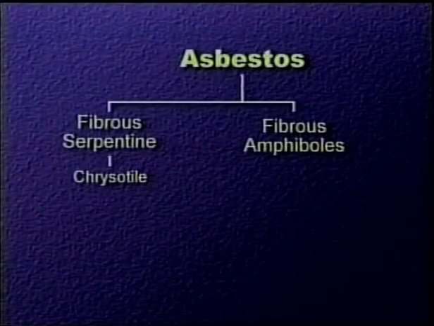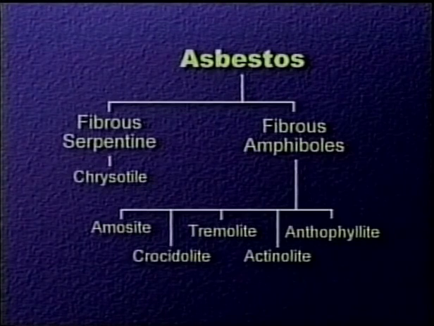Chrysotile is the only mineral that is included in the serpentine group. However, 90% of the asbestos on the Earth is chrysotile. The amphiboles include amosite, crocidolite, tremolite, actinolite, and anthophyllite. Amosite and crocidolite are the most common amphiboles. Tremolite, actinolite, and anthophyllite are very rare minerals.